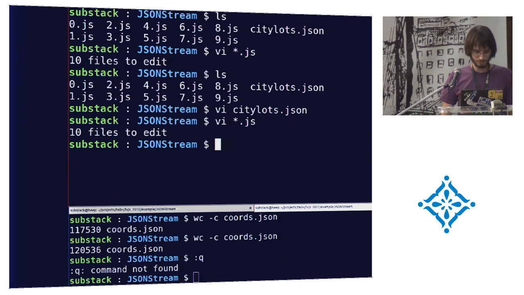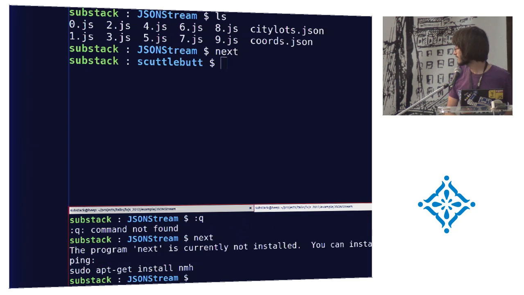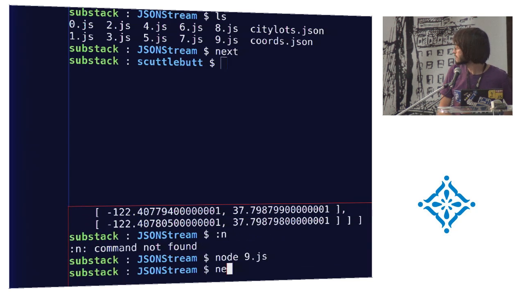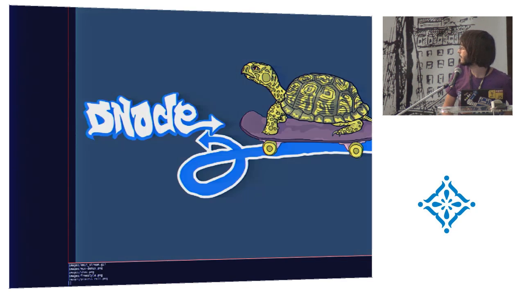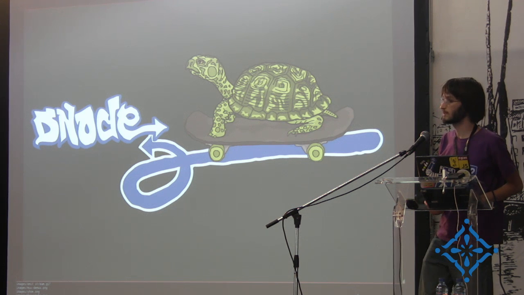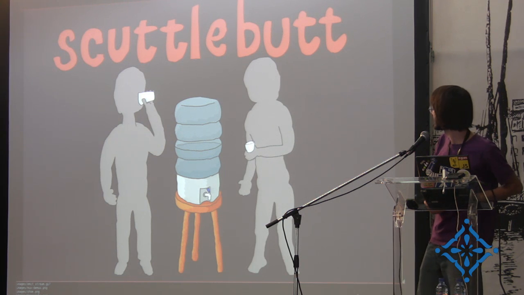So yes, use streaming JSON parsers where possible. The next crazy thing that I want to show you is called Scuttlebutt. Oh yeah, dnode is another example of a duplex stream, which we will get to in a bit with the craziness still to come.